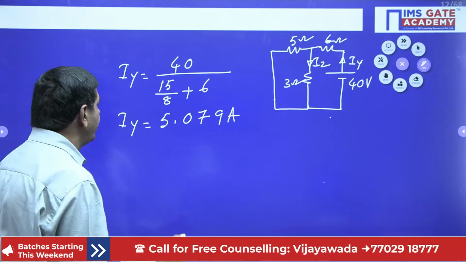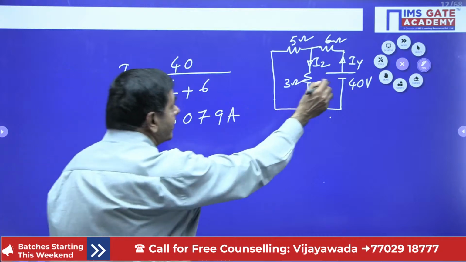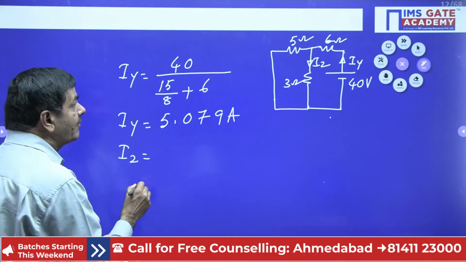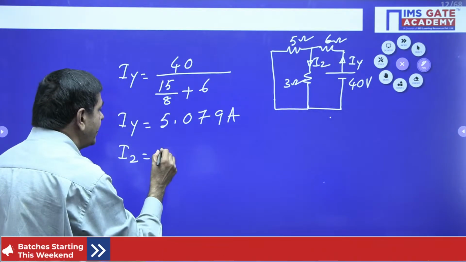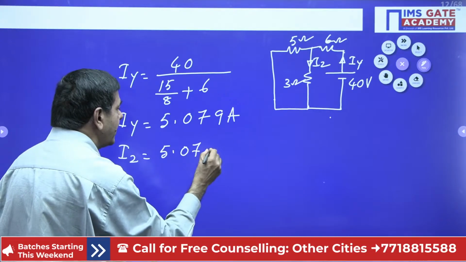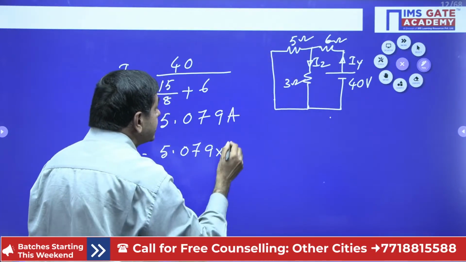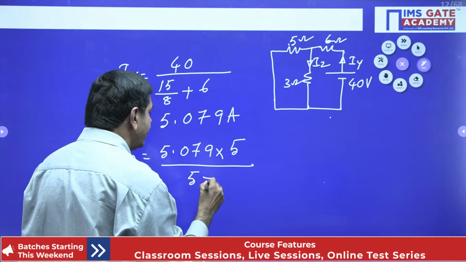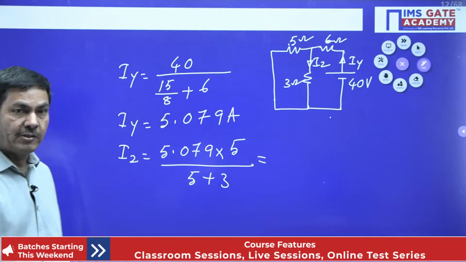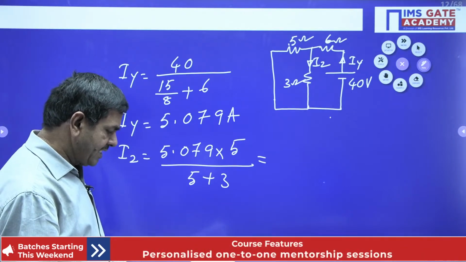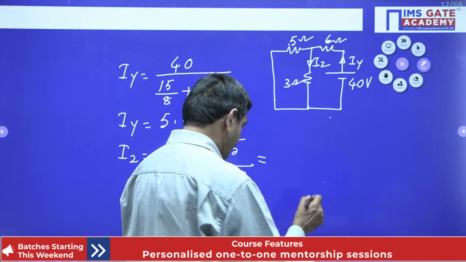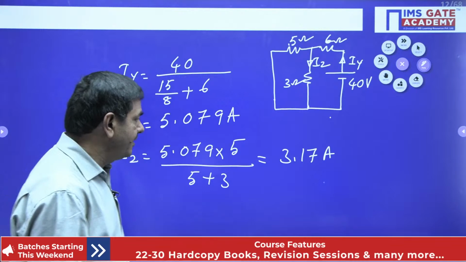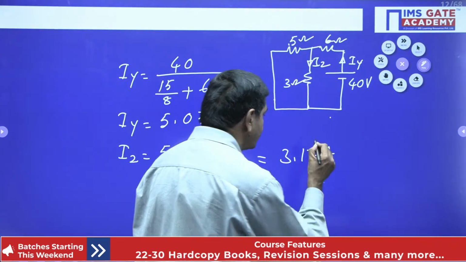Finally, what are we in need of now? IY we got, but I want the I2 value only. By using this IY, I can determine I2. According to the current divider formula, I2 is IY, 5.079, into the opposite resistor, which means 5 divided by 5 plus 3. Finally, I can find the I2 value, which comes as 3.17. It comes mostly 3.17 amperes, mostly 3.174 is possible.